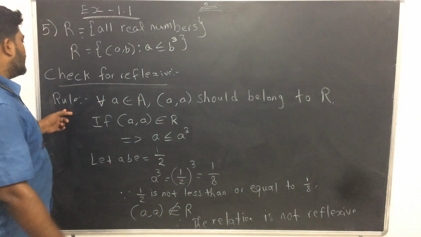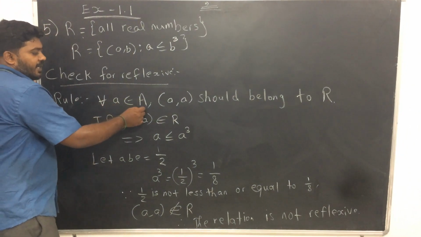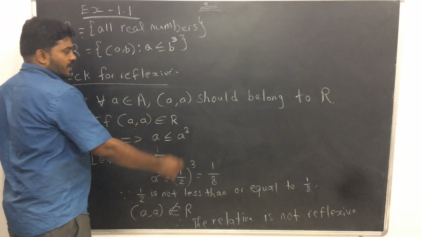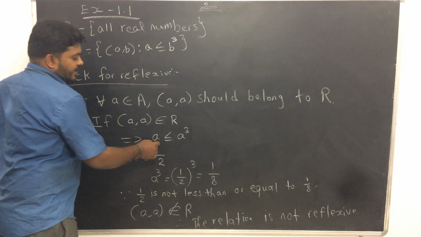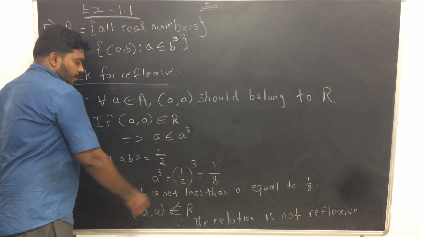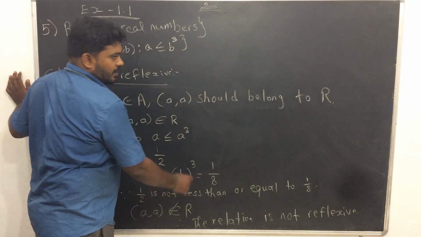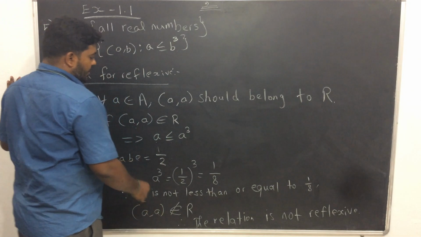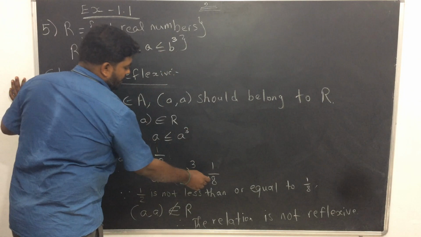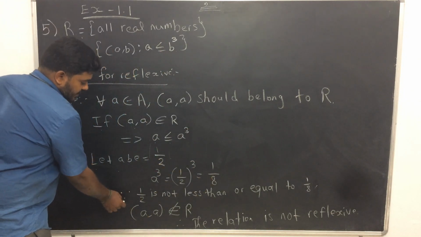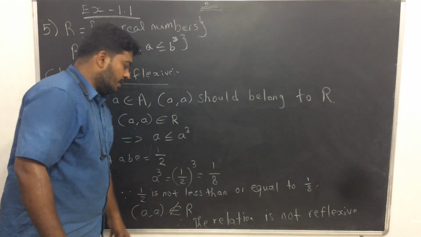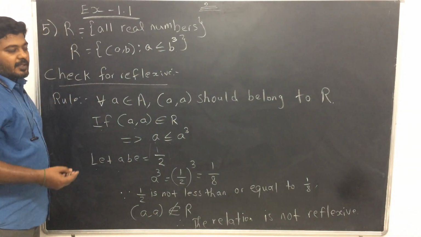So how did we start? We started with the rule that for every a belonging to set A, the ordered pair (a, a) should belong to R. Now, if (a, a) belongs to R, it implies that a is less than or equal to a cube. I am taking a to be 1 by 2, so a cube is 1 by 2 the whole cube, that is 1 by 8. Here we find that 1 by 2 is not less than or equal to 1 by 8. Since that is so, (a, a) does not belong to R. Therefore, this relation is not reflexive.